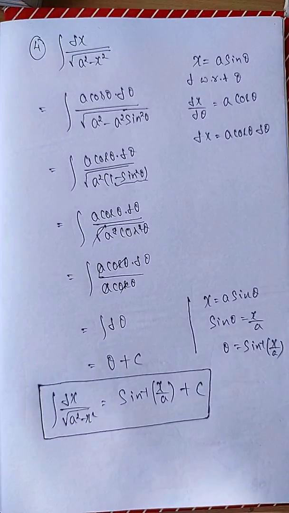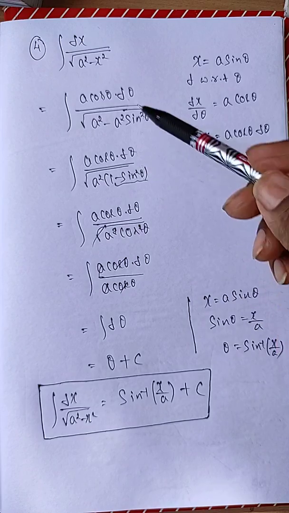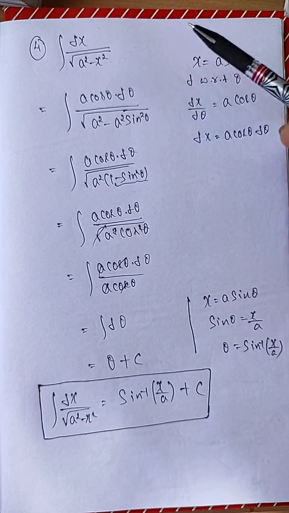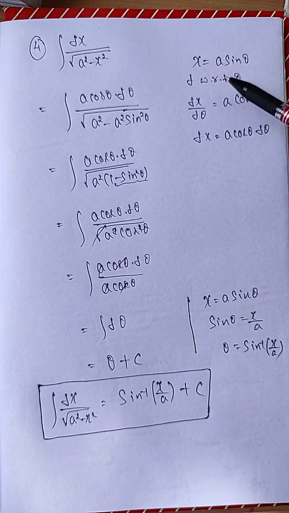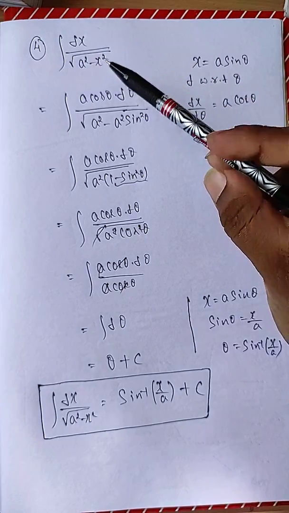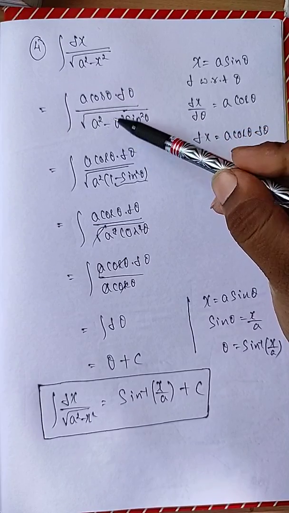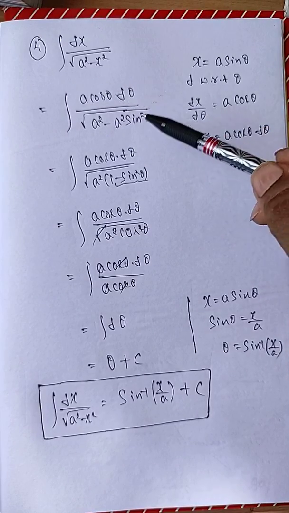Once again I am repeating, just listen here. Integration of dx by root of a square minus x square. Here I am substituting x is equal to a sin theta, and differentiating with respect to theta. So dx by d theta is equal to a cos theta. So dx is a cos theta d theta. I am replacing dx with a cos theta d theta, by root of a square minus x square, which means a square sin square theta.